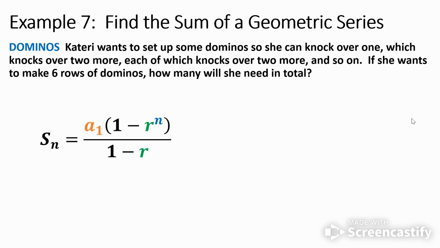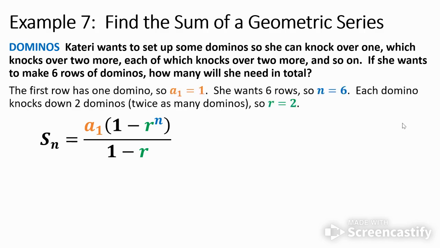So, in the first row, she should have 1 domino. What that means is that our first term is 1. She wants 6 rows. That tells us how many terms we'll have, so n will be 6. Finally, each 1 domino knocks over 2 more, or twice as many. So the number of dominoes needed doubles in each row, meaning our common ratio is 2. That's what it means to be twice as many, to multiply by 2.